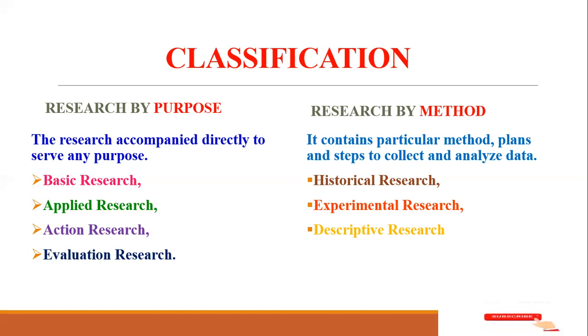But when the examiner asks what are the types of research by purpose, students get confused. Students think there are two types of research by purpose or research by method. They forget that research by purpose has four other types, which are basic research, applied research, action research, and evaluation research. And likewise, research by method has three types, and there are some more types. But the major concern in our education system is that these seven subtypes of the two are considered equally important. So in the next video, I will explain one by one basic research, applied research, action research, evaluation research, historical research, experimental research, as well as descriptive research.